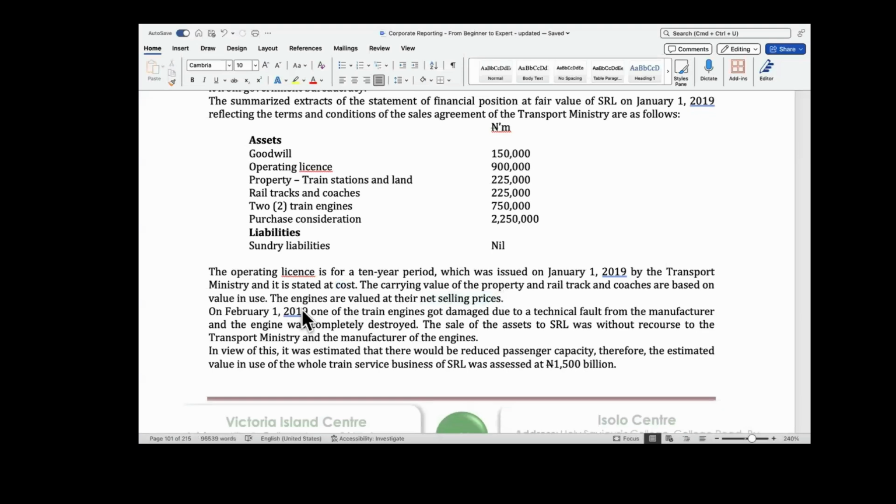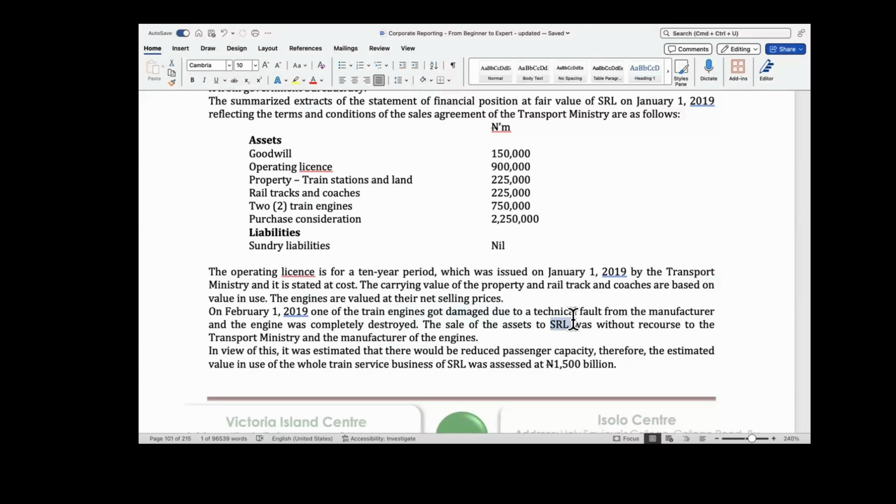In February, one of the train engines got damaged due to technical faults from the manufacturer, and the engine was completely destroyed. The sale of the asset to SRL was without recourse to the Transport Ministry and manufacturer of the engines. So that means Talos cannot go to the government and say, this train I just bought from you, the engine spoiled, give me back my money. It won't work. It is without recourse. They cannot go back.